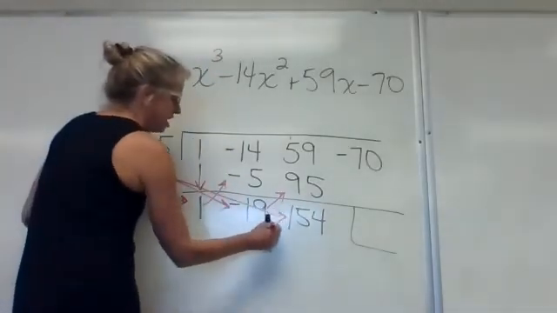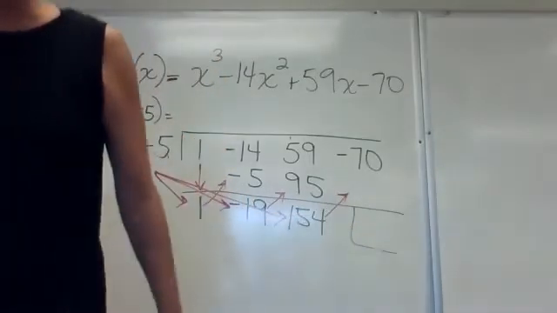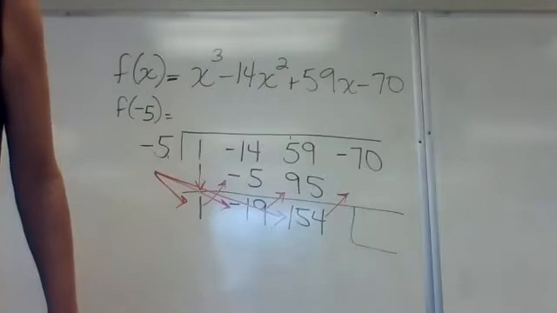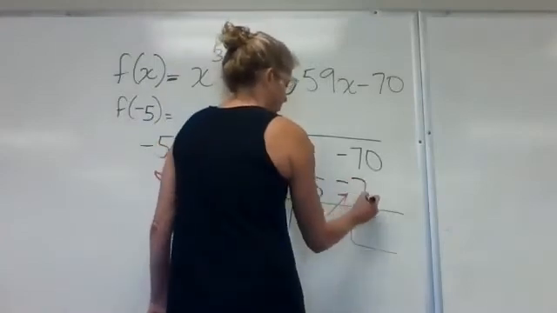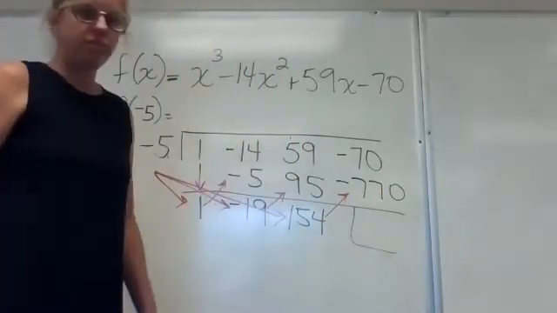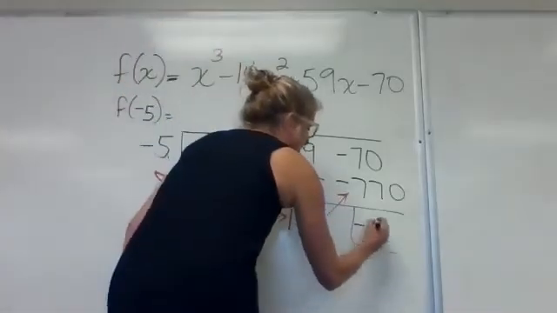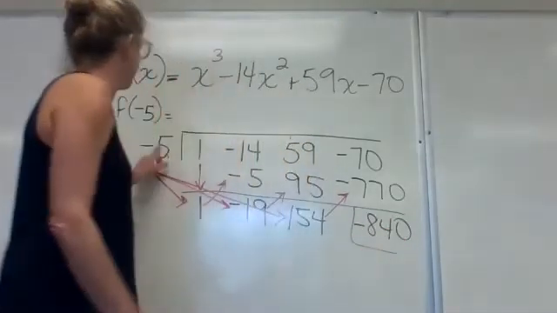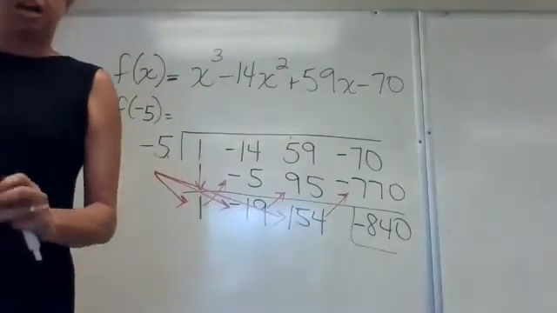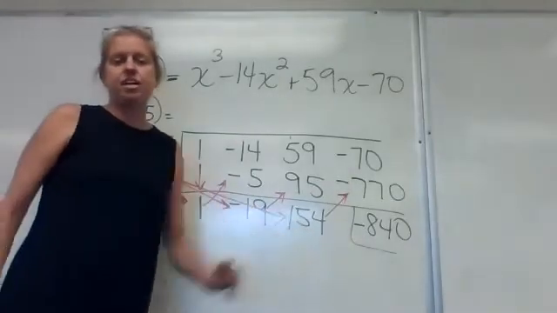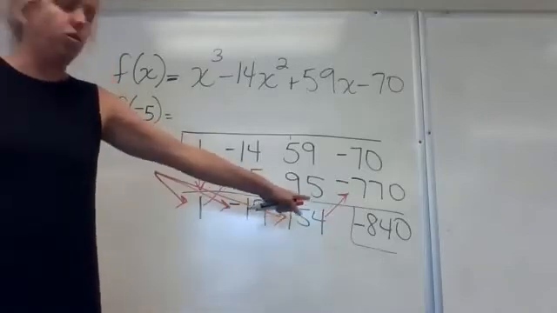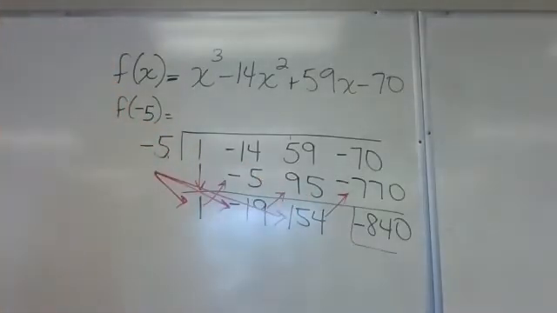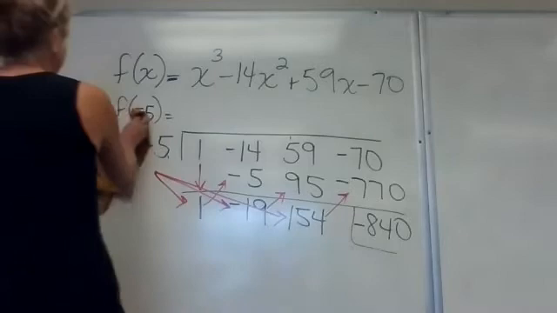Last one, -5 times 154, and put your answer there. Gives me -770. And -70 and -770 is -840. So f of -5 is -840, which tells me what? -5 is definitely not a place where this function is going to cross the x-axis, right? That's way far away from 0. All right, last one for number 1 is find f of 7.